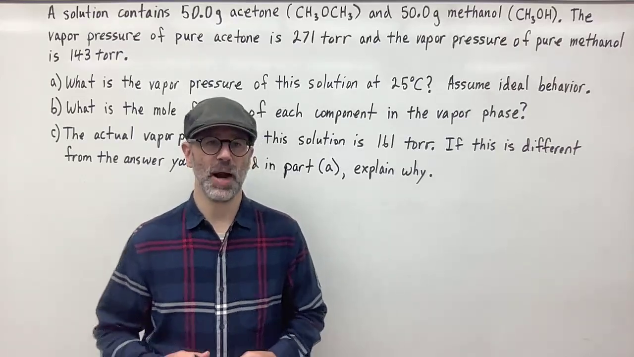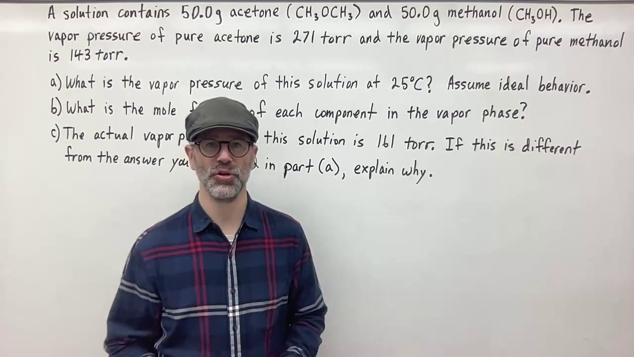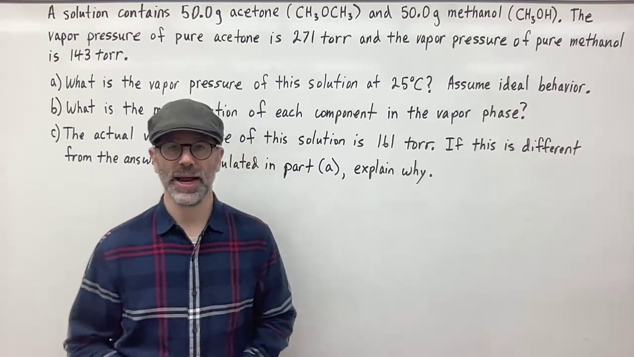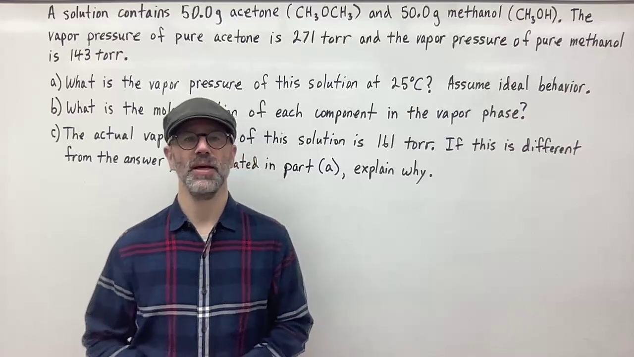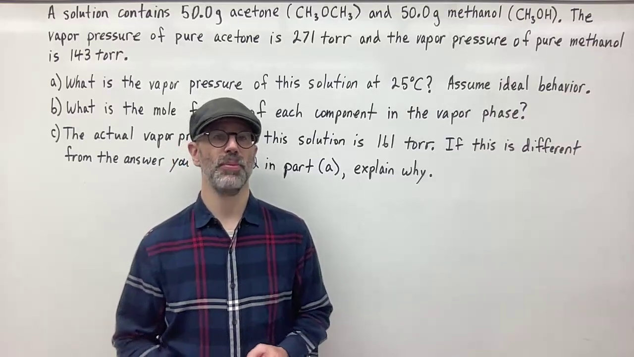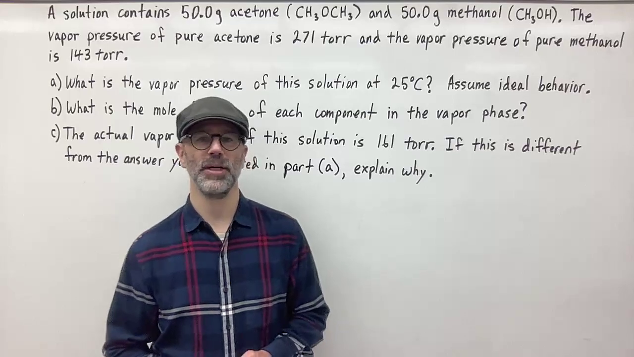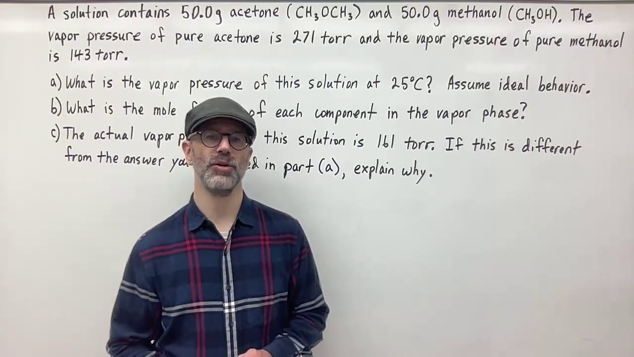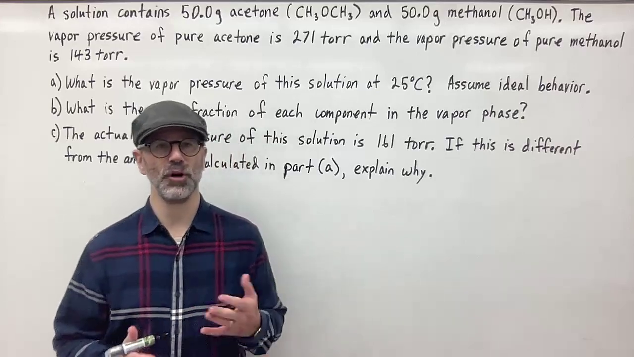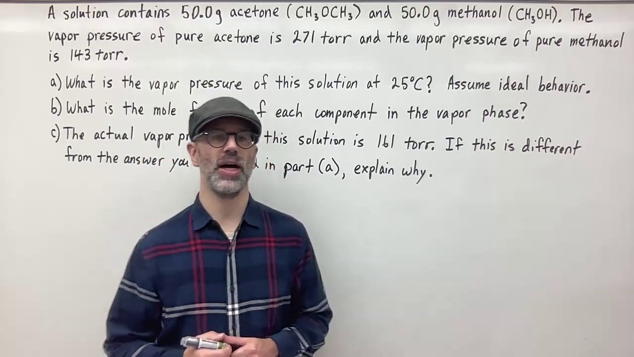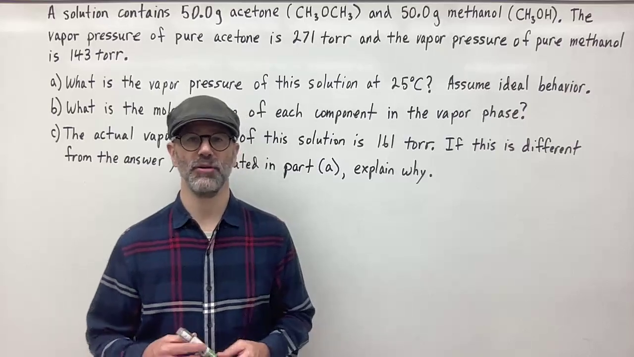Okay, so in this problem, we have a solution that contains 50.0 grams of acetone and 50.0 grams of methanol, and they gave us the formulas for each of those substances. The vapor pressure of pure acetone is 271 torr, and the vapor pressure of pure methanol is 143 torr. So that's the information they're giving us. And the first question they're asking us is, what is the vapor pressure of this solution at 25 degrees Celsius?